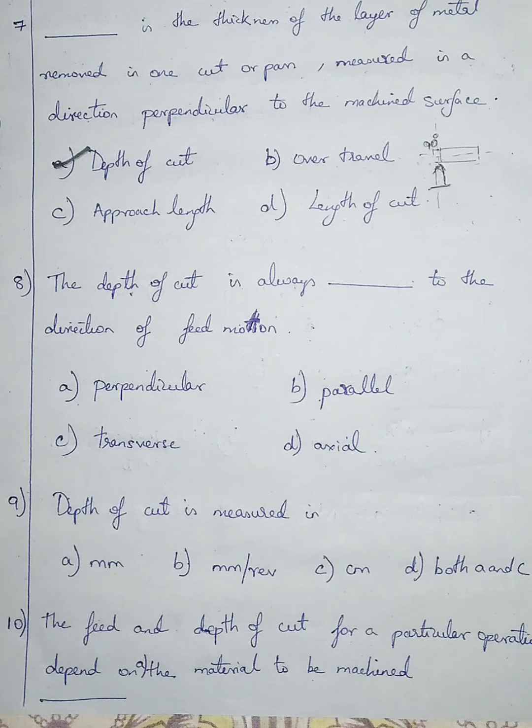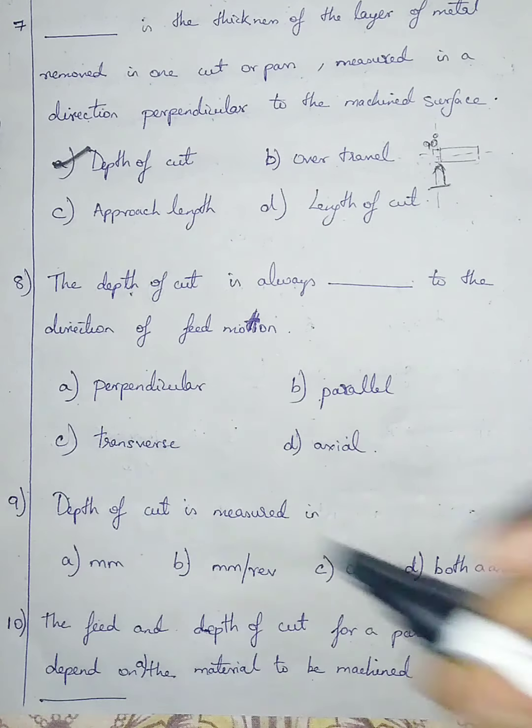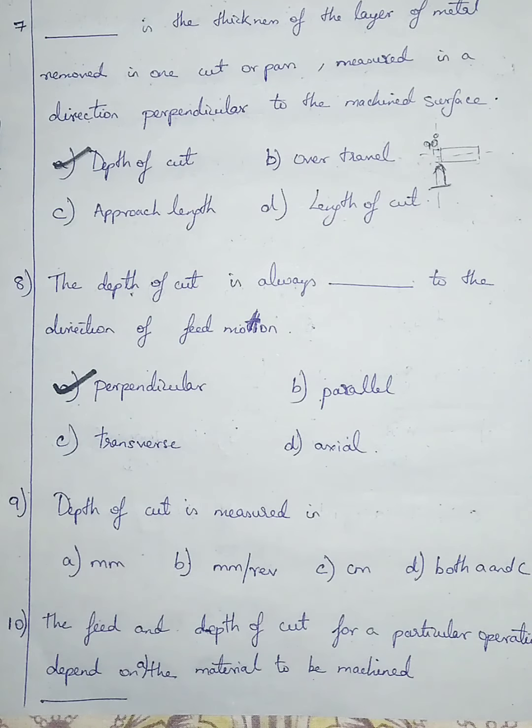Question number 8. Depth of cut is always dash to the direction of motion, perpendicular direction. Question number 9. Depth of cut is measured in. Option A is mm. Option B is mm per revolution. Option C is centimeter. Option D, both A and C. Mm per revolution is for feed, and mm and centimeter are for depth of cut. So I am going with option D, both A and C.